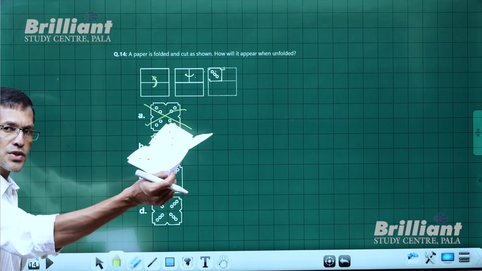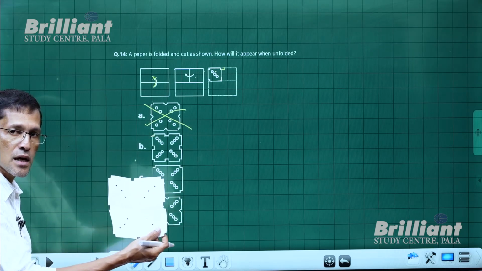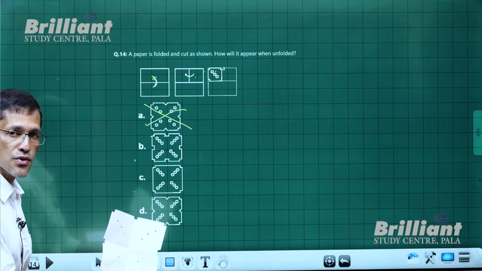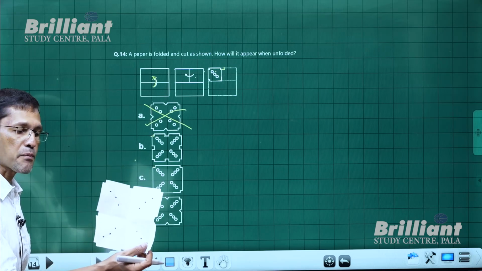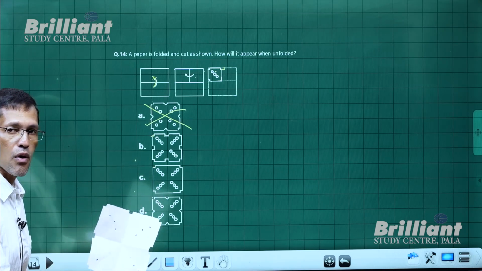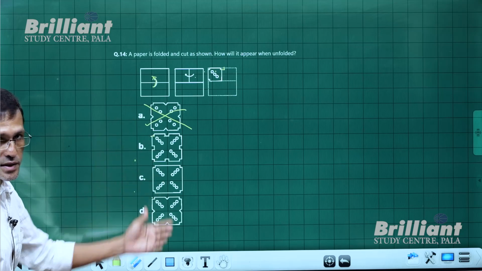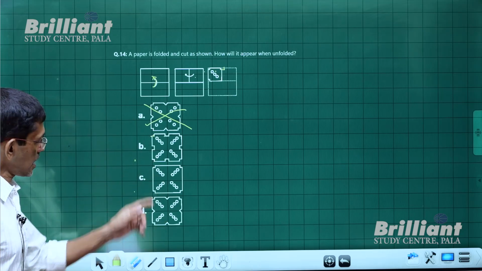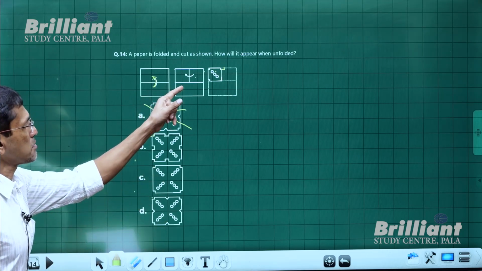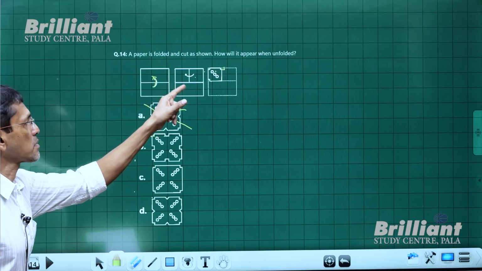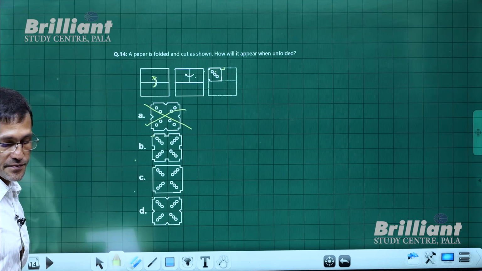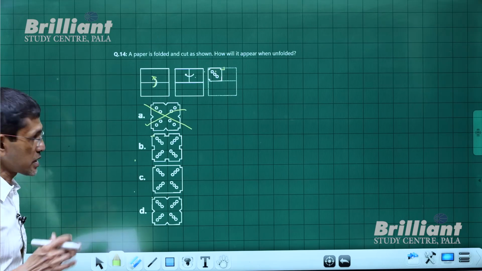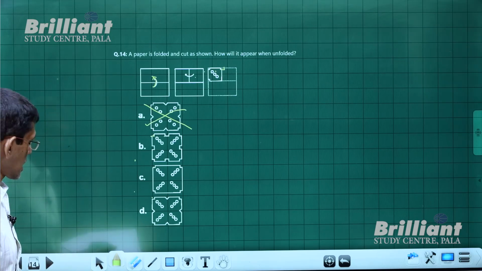So, well, this is just for you to get an idea of how we visualize these questions. From an exam point of view, it is not practical to take a piece of paper and cut it in the exam hall. So try to visualize it, and look at the simple tricks or simple clues here for getting the correct answer. Okay, so let's go for the next question.